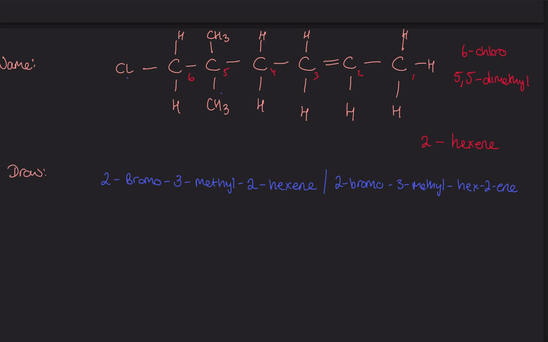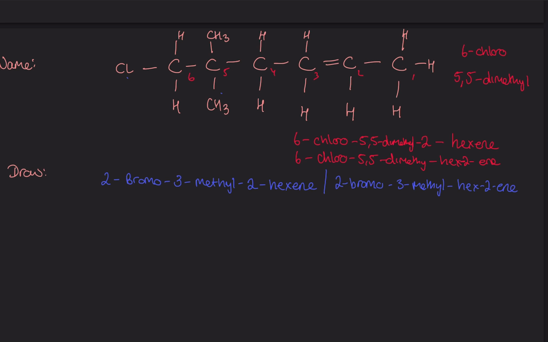So then C comes before M. So you're going to write the chloro first, alphabetical order. So 6-chloro-5,5-dimethyl-2-hexene. And you can also see it written as this sometimes: hex-2-ene, with the little dash there. So the 2 might be in between the hex and the ene.